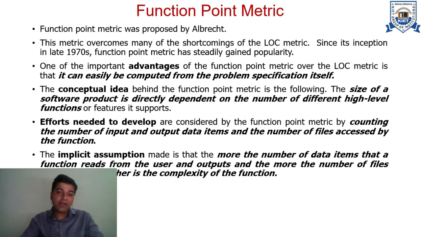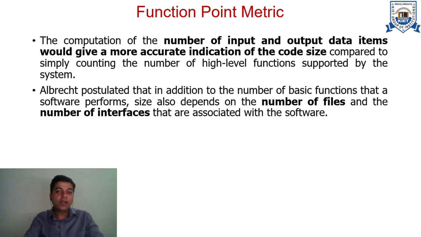The function point metric has been very effectively used in order to create estimates about the development effort required. So the number of inputs and output data items give an accurate indication of the code size compared to simply counting the high level functions supported by the system. Albrecht proposed that along with the number of inputs and outputs, there are some more indicators about the kind of functionality we are imparting to a software product.